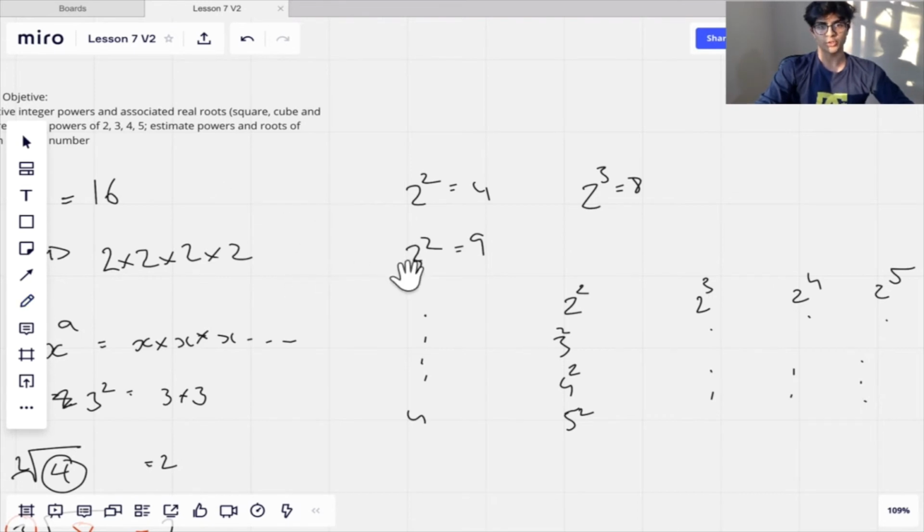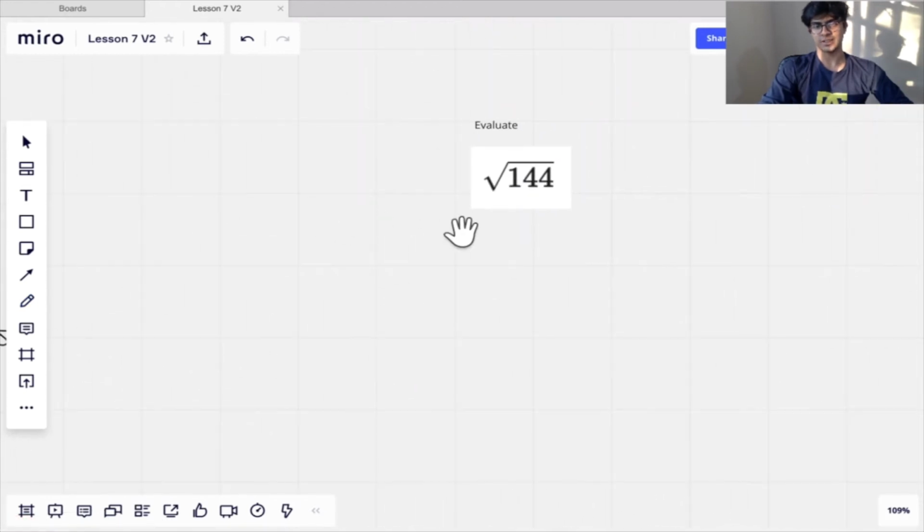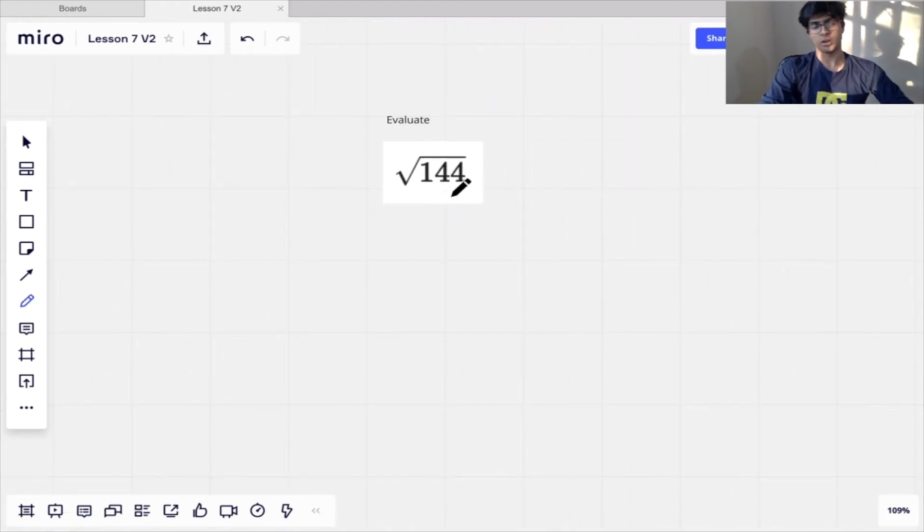So let's move on to our first question. I promise we'll get back to estimating powers and roots. So let's get on to the first question. It's to evaluate the root of 144.